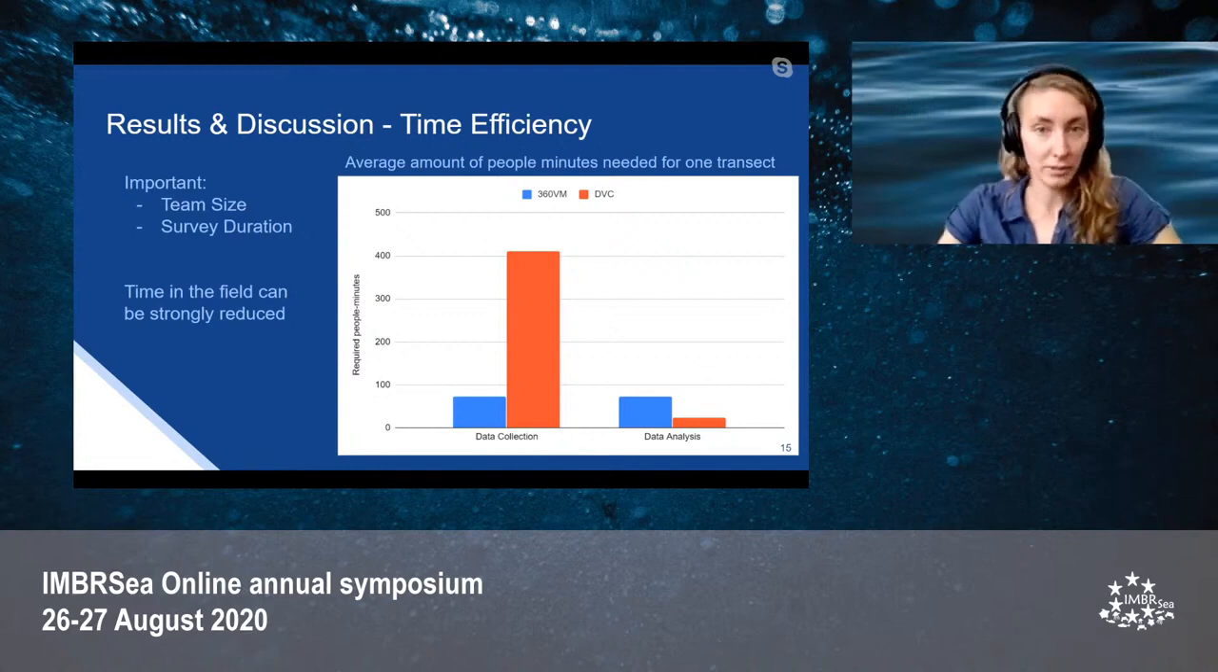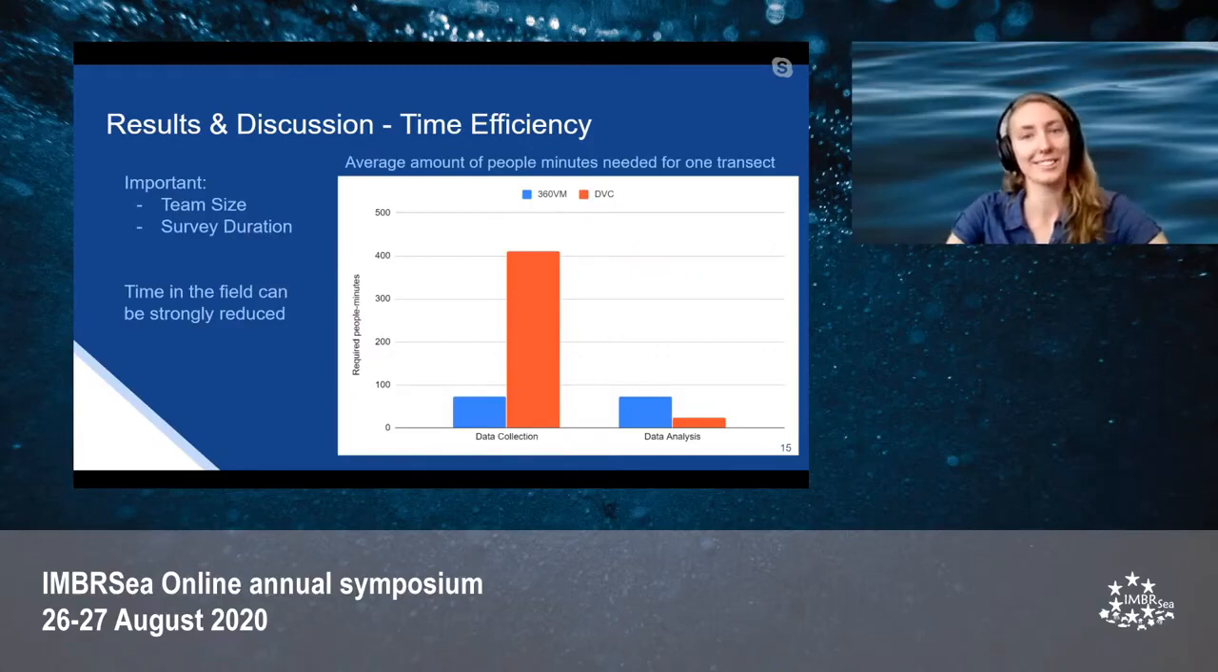Now we get to the time efficiency of the two methods. Here you can see the average amount of people minutes needed for one transect. And the people minutes needed for 360 video monitoring and diver-based visual census differed significantly between methods. DVC needed much more time for the data collection.